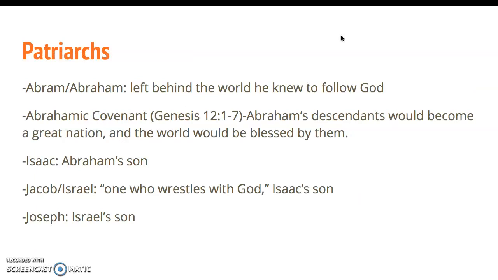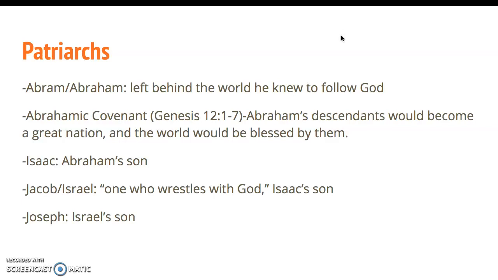The Patriarch time period, first time period. Find this very early on in the Old Testament, in the book of Genesis. Abram, who became Abraham, left behind the world he knew to follow God. Leads to the Abrahamic covenant, one of the great covenants of the Old Testament.